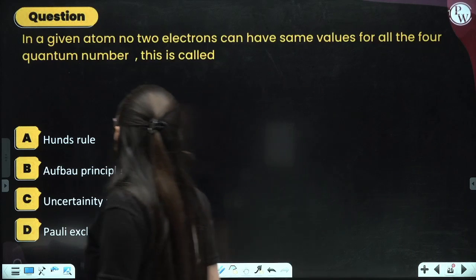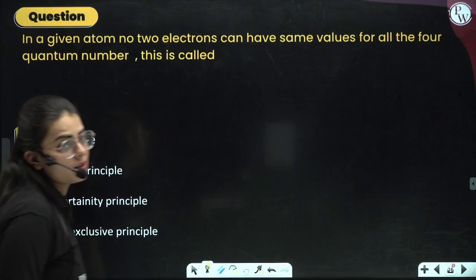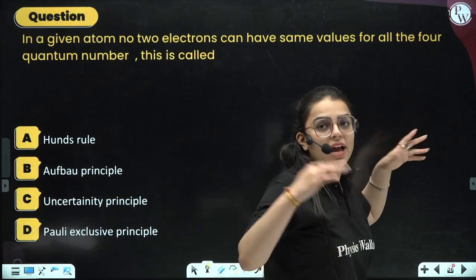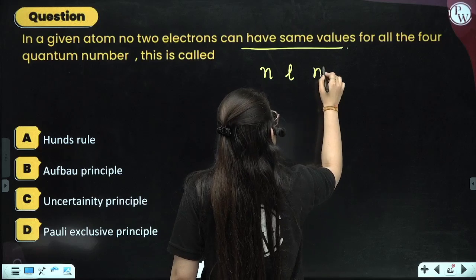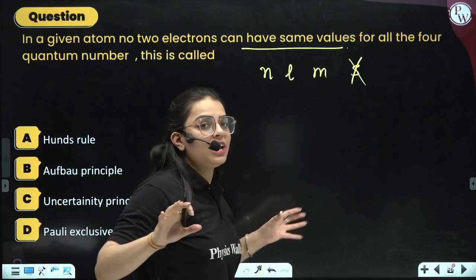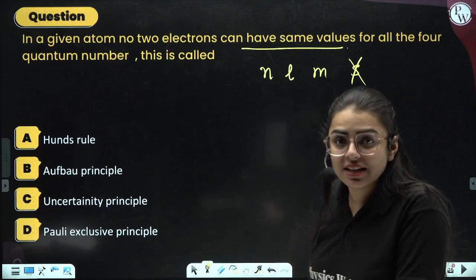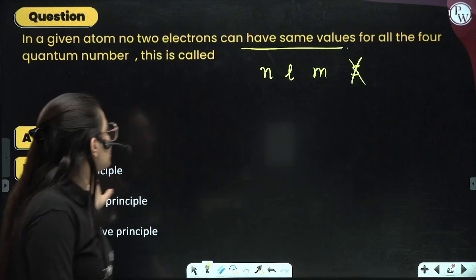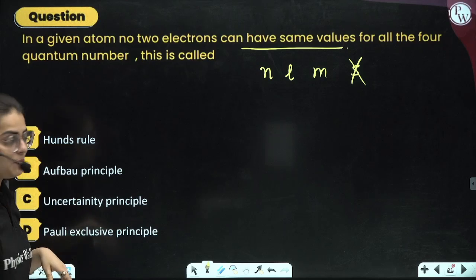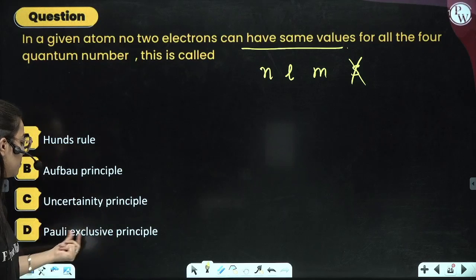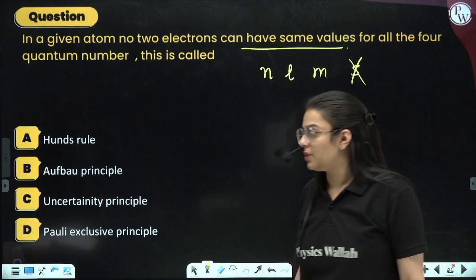In a given atom, no 2 electrons can have the same value for all the 4 quantum numbers. This is called. Now see, I have told you why they can't have all 4 the same. Over here, it can have N value same, L value same, M value same, but S cannot be same. So no 2 electrons can have all the values same because their S will be different. Either S can be plus half or minus half, hence it will be different, right? So which law has proved this? A option is Hund's rule, B option is Aufbau principle, C option is uncertainty principle, while D is Pauli exclusion principle. So do let me know what the answer will be.